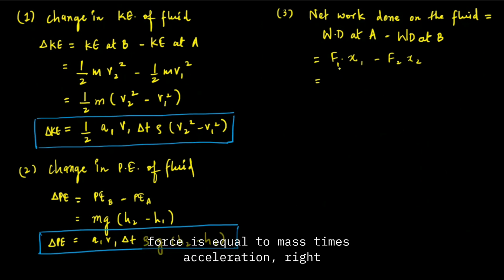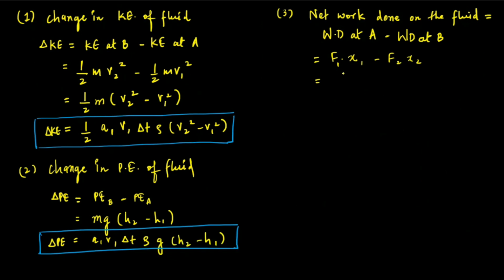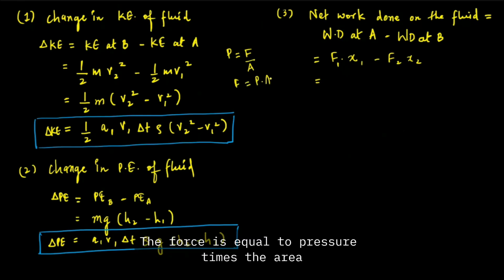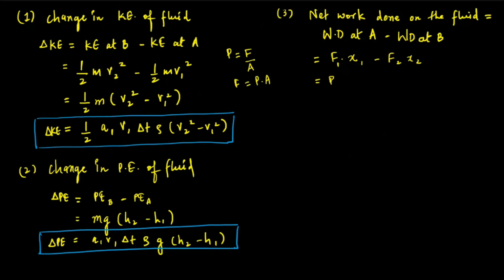Force is equal to mass times acceleration, right? And think of it in terms of pressure. Pressure is like the push force. So pressure is like rho g h. Pressure is equal to force over area. So force is equal to pressure times area. So I can write it as P1 A1 x1 minus P2 A2 x2.